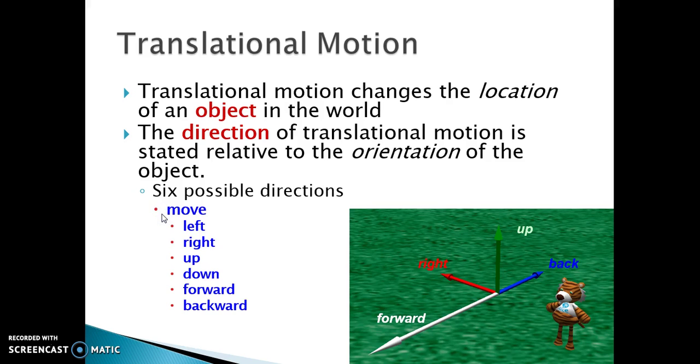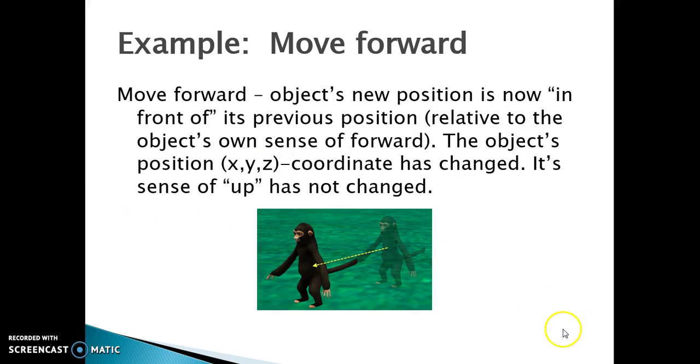So there are 2 types of motion: translational, which means moving, and that's the word that we would use, and you could do all 6 directions, because, as you know, you can move left, right, up, down, forward, or backward. That's pretty straightforward. Where it gets a little tricky has to do with rolling and turning, which we'll get to in a second.